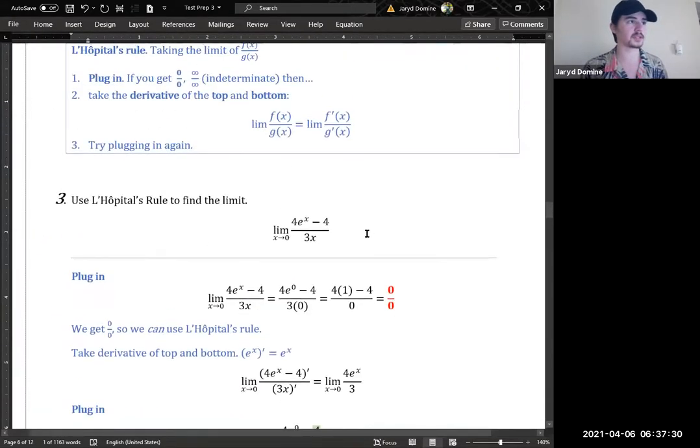All right. So L'Hopital's rule specifically says the limit that we had to begin with is the same as the limit when we take the derivatives on top and bottom. So this right here is the rule. They're the same.